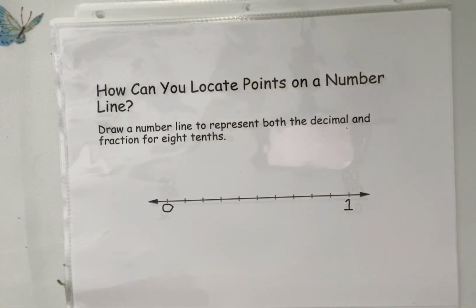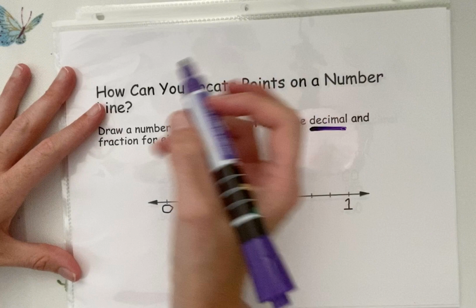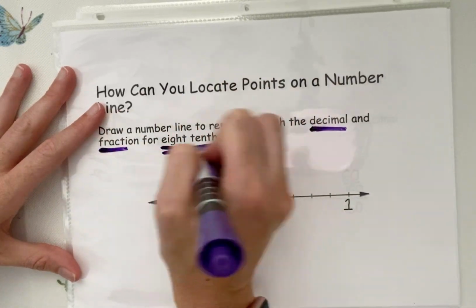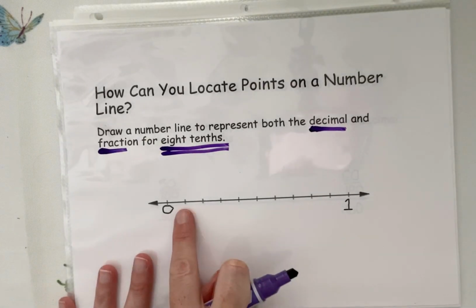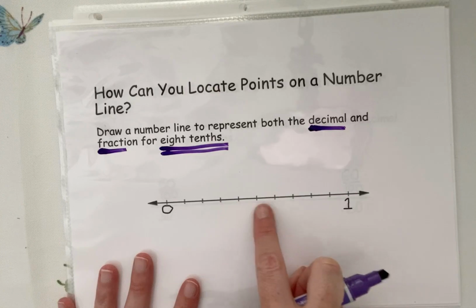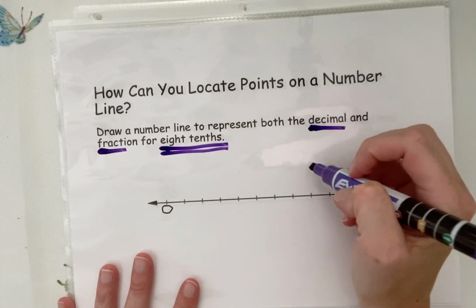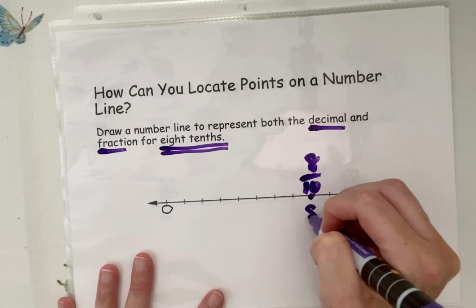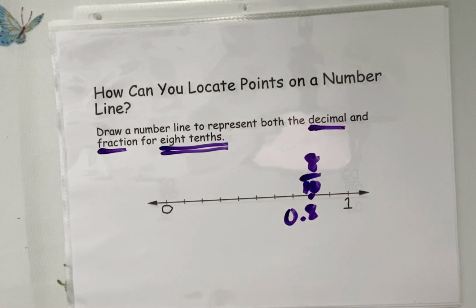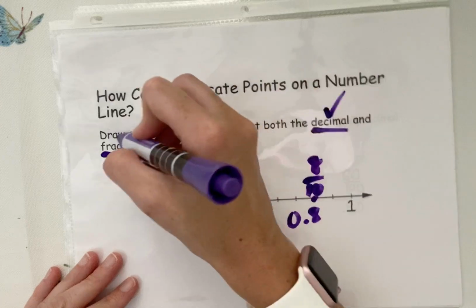Draw a number line to represent both the decimal and the fraction for eight tenths. They didn't write it as a number this time, they put it in word form. I can still find that: 1, 2, 3, 4, 5, 6, 7, 8/10. Here's my fraction. Don't forget my decimal, 0.8. So I did my decimal, I did my fraction.